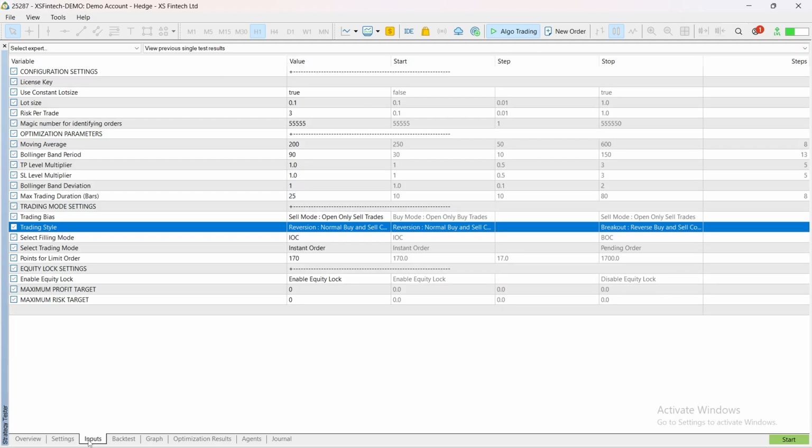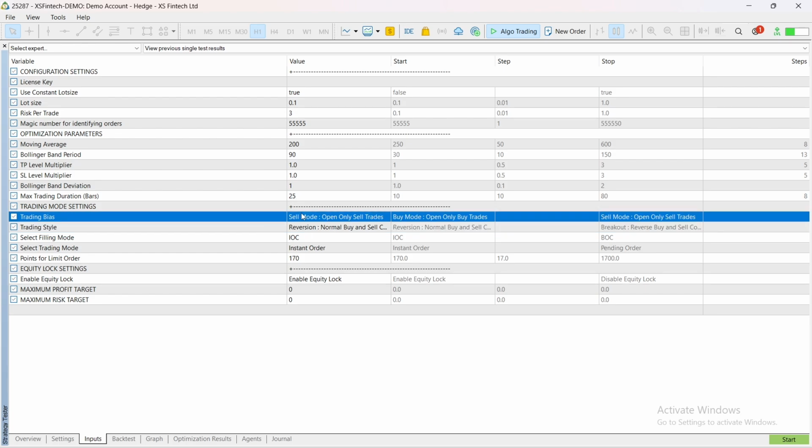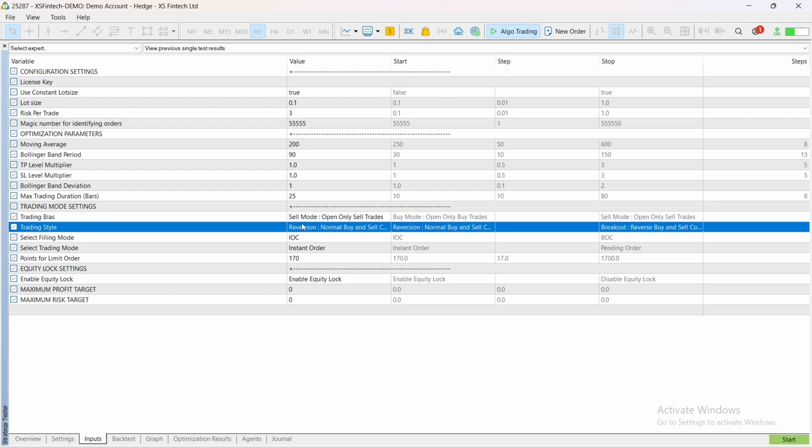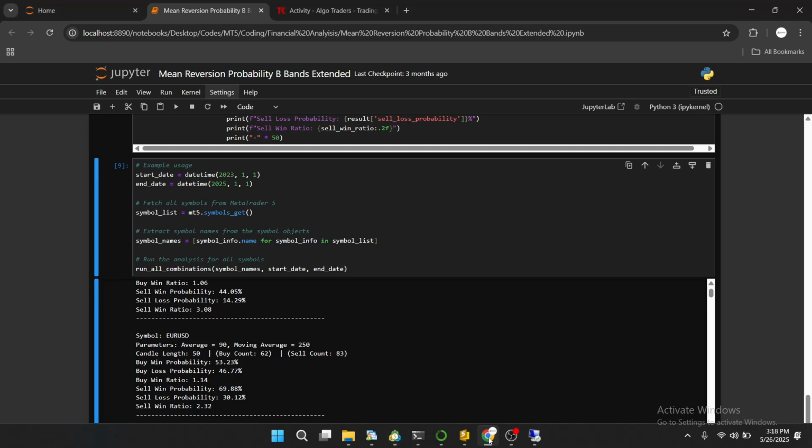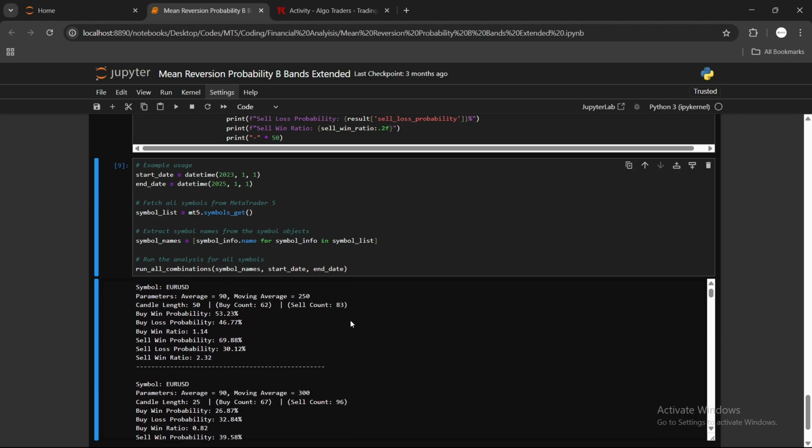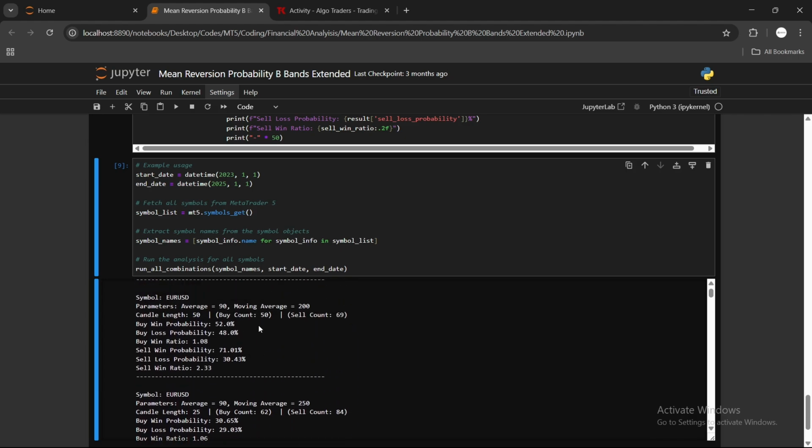So if we head over to our inputs, we are testing this using a moving average of 200 and a Bollinger Band of 90, TP level multiplier of 1, and a stop loss multiplier of also 1, a Bollinger Band deviation of 1, and a maximum trading duration of 25 bars. Now we are setting our trading bias to just sell trades, and we are setting our trading style to reversion, which in this case is what we are looking at here. So if you look at the report here, this is exactly what we have here.